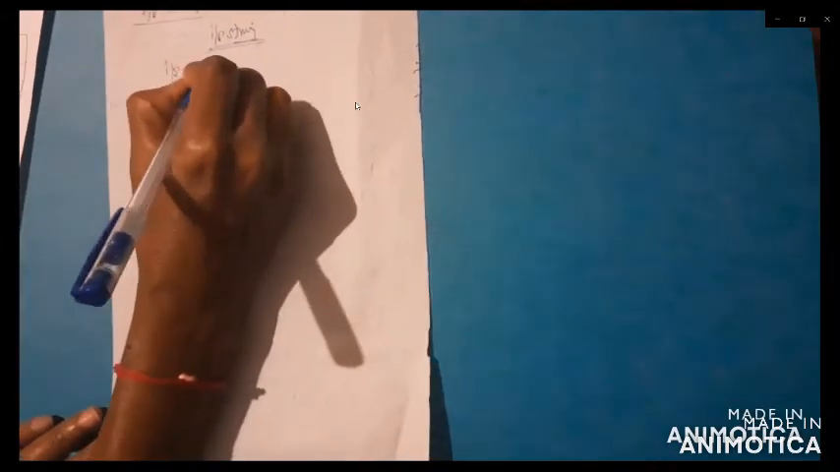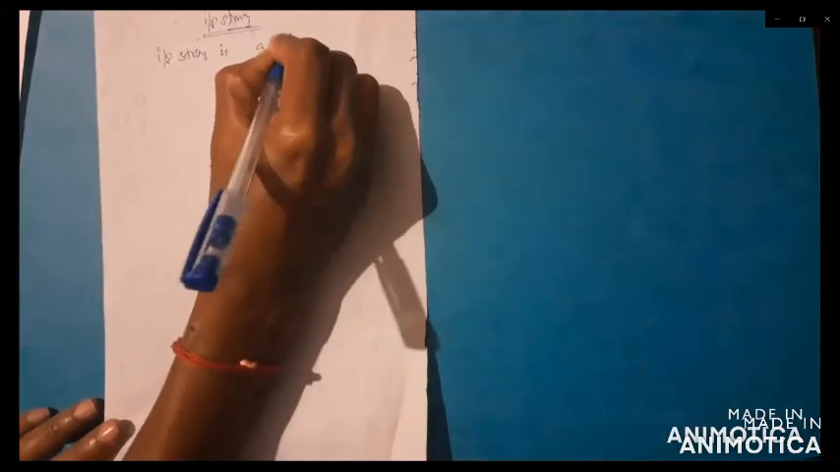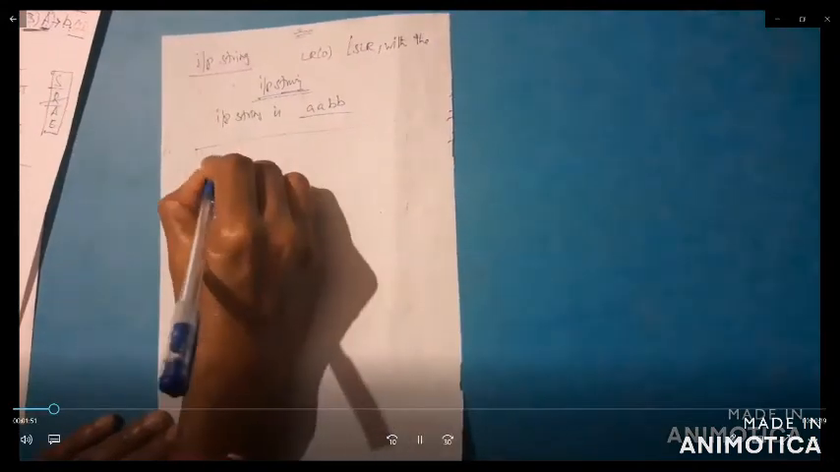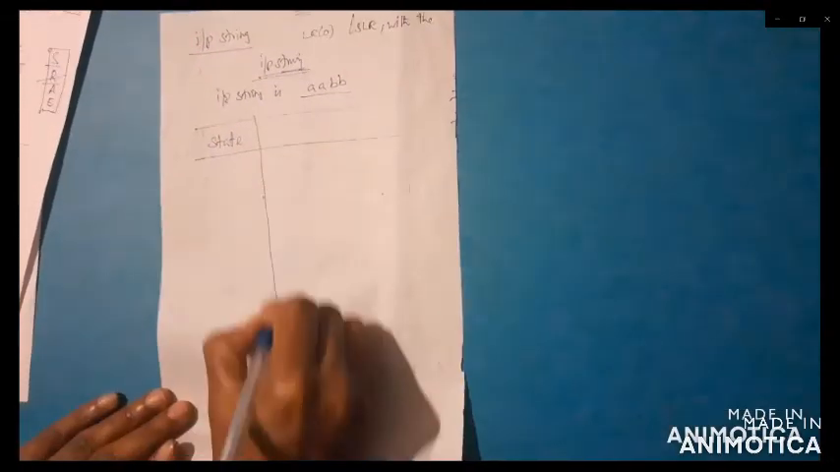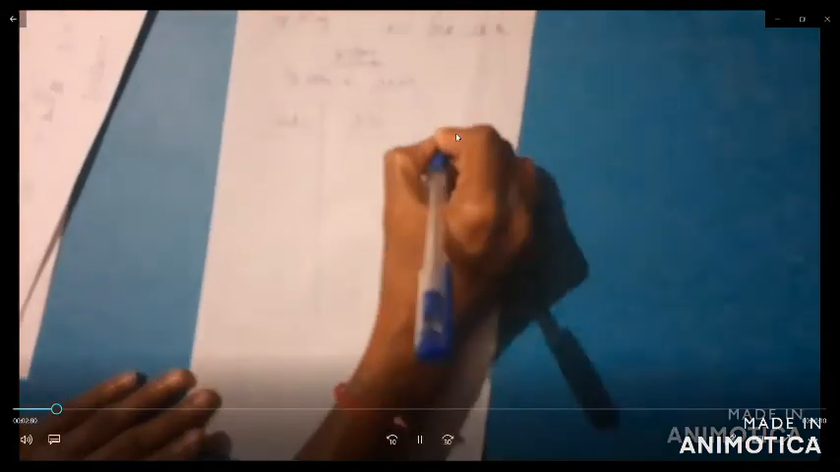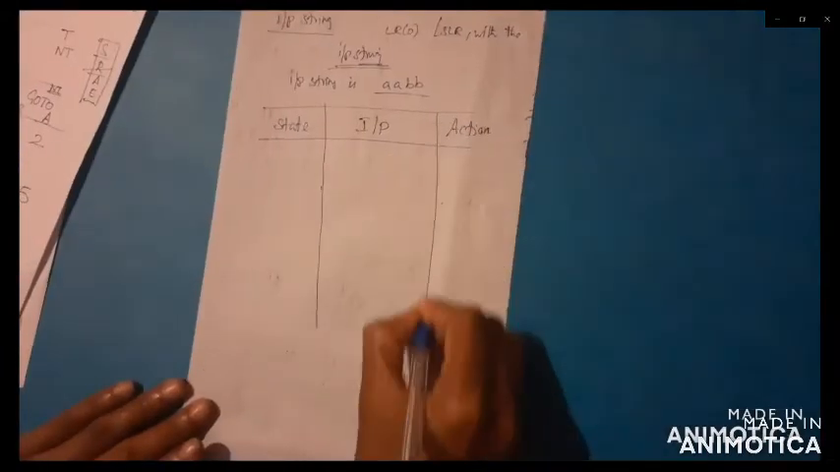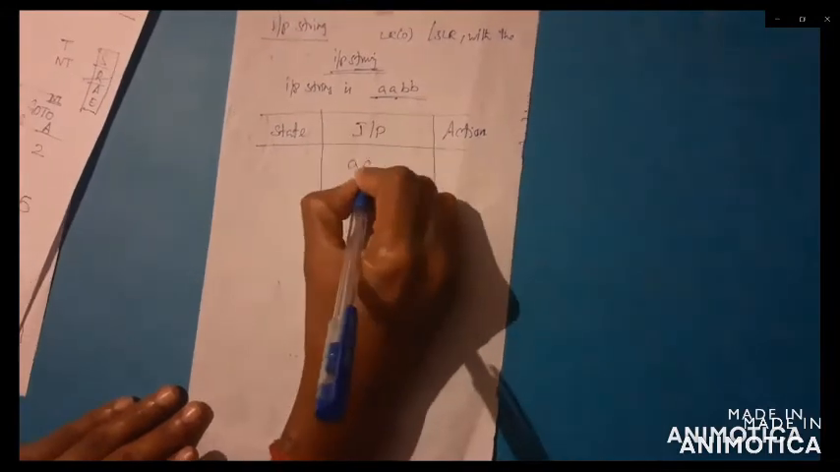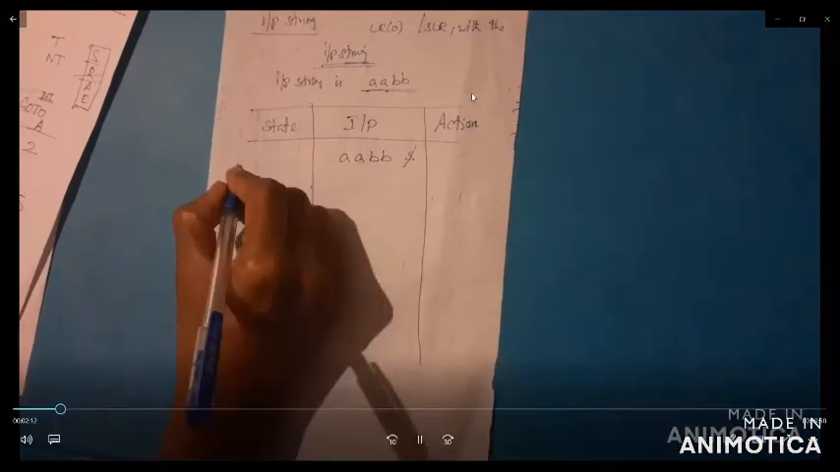So how do we do the input string verification? I am giving the input string as AABB. Here we have to check the input string with three things: one is state, second is input, and third is action. The input is AABB$, with the dollar symbol at the end.